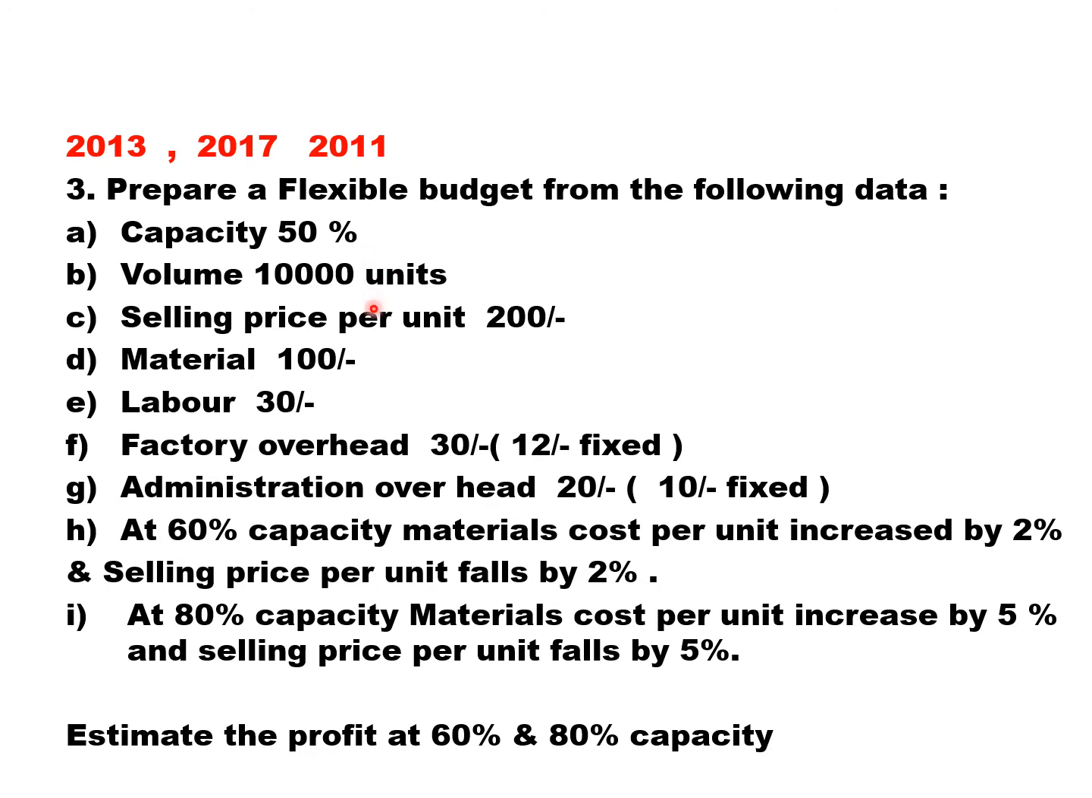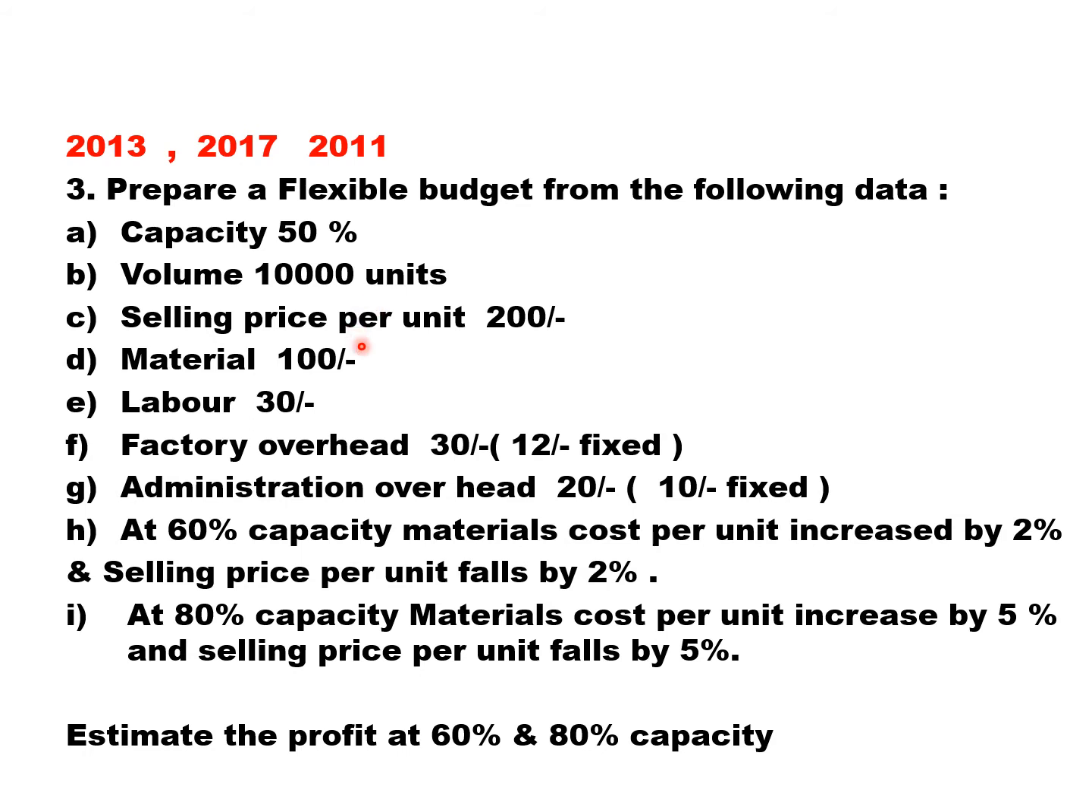Capacity is 50%, volume is 10,000 units. It means at 50% production capacity, the total units manufactured is 10,000. So for 50% it's 10,000, then for 100% it will be 20,000. This is only for the purpose of your information, students.